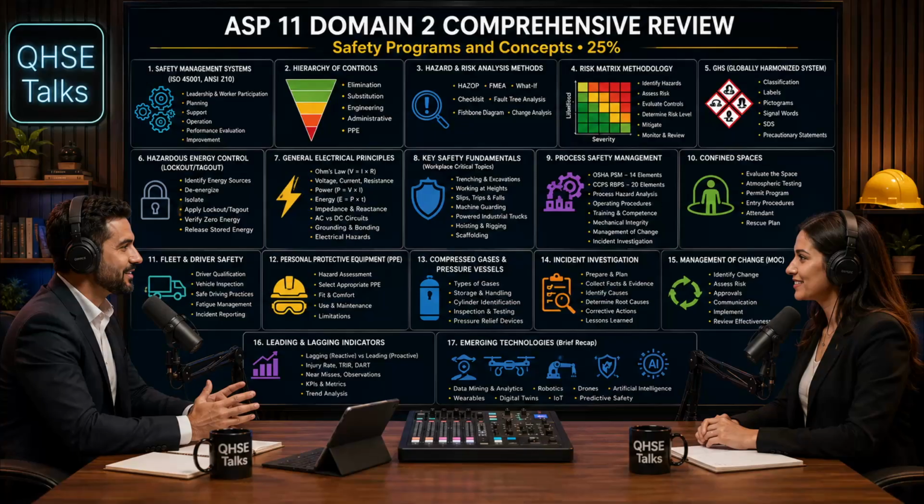Okay, this brings us to a massive part of the review, topic 8, key safety fundamentals. This covers everything from trenching to confined spaces, and it is just rich with practical mathematical applications. It's the core of field safety. Let's start down in the dirt with part A, trenching and excavations. Why is dirt so dangerous?